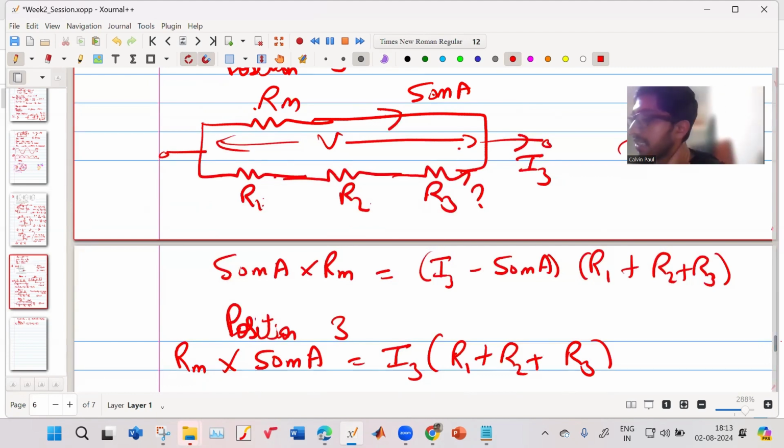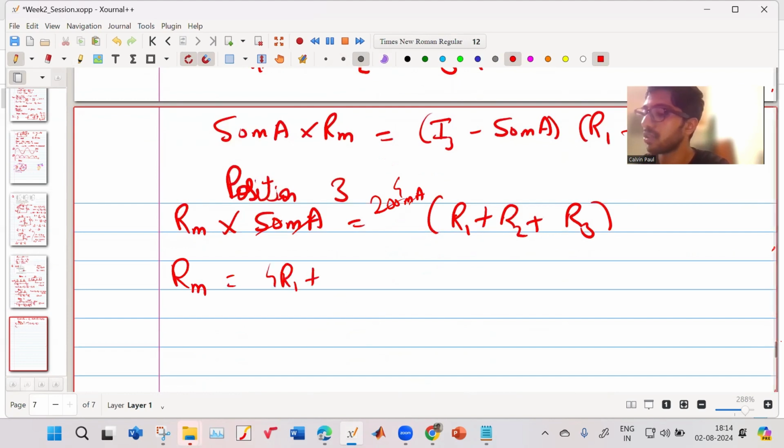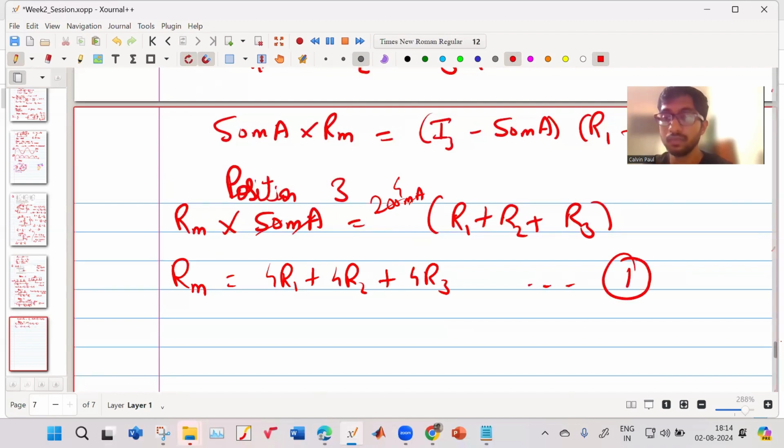So we know I3 is actually 250 milliampere, the lowest current range. So the current over here should be 200 milliampere. So we replace this by 200 milliampere. So milliampere gets cut, 50 and 200 becomes 4. So we get Rm is equal to 4R1 plus 4R2 plus 4R3. This is our equation 1.